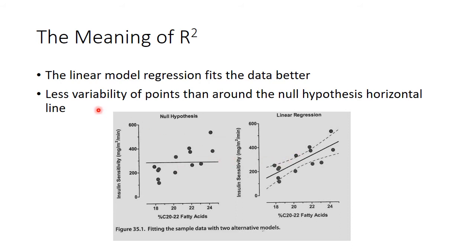And so what we see is that by finding a line that has less variability of the points around that null hypothesis horizontal line, you get something that is going to fit much better. And so we can start to say, hey, this is less likely to be due just to random chance, and one can truly start to predict the other.